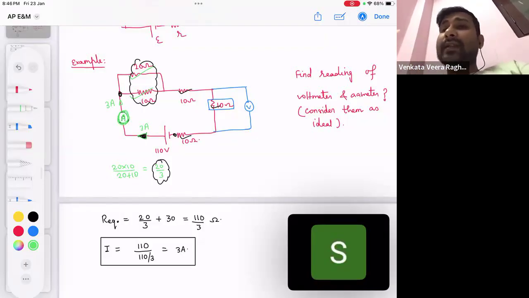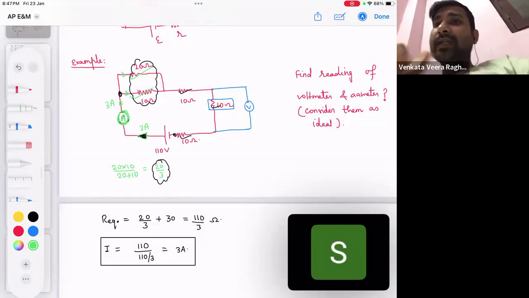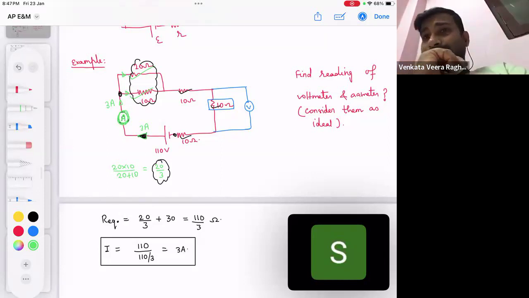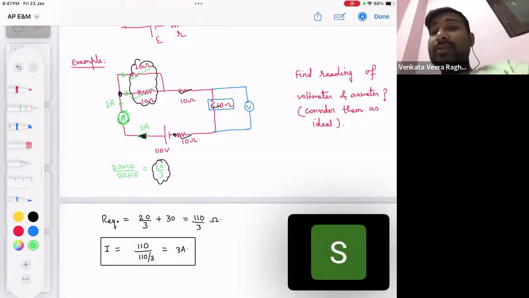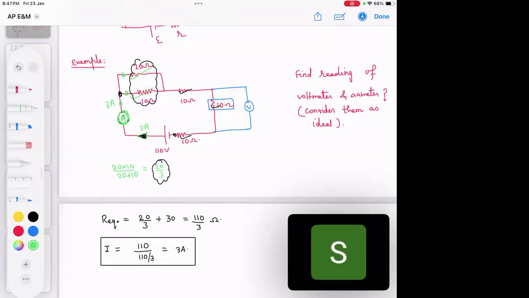Now, although that has not been asked in this question, it can come in some different set of questions. Like, if I ask you in the question, tell me what is the current in this branch and what is the current in this branch, can you answer it? How are these two, 20 and 10 ohm, connected? Parallel, right?